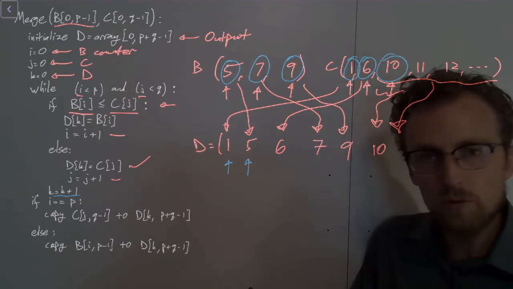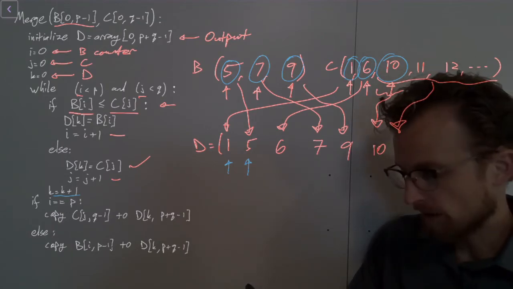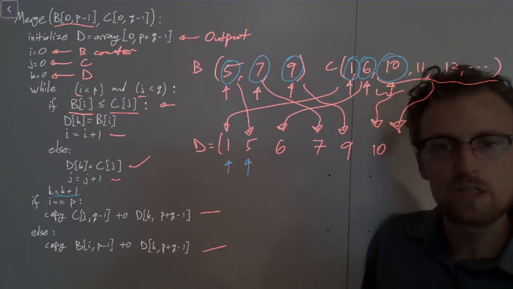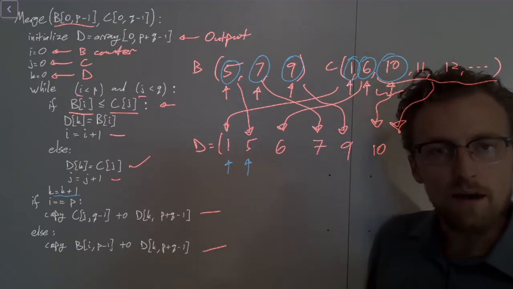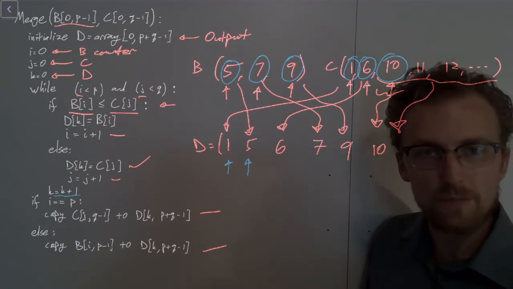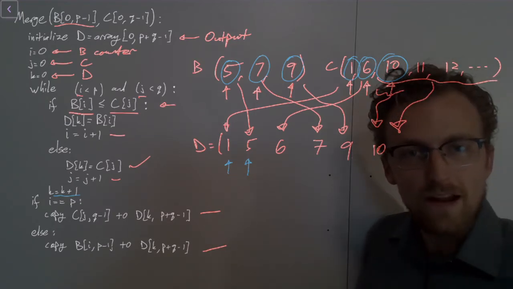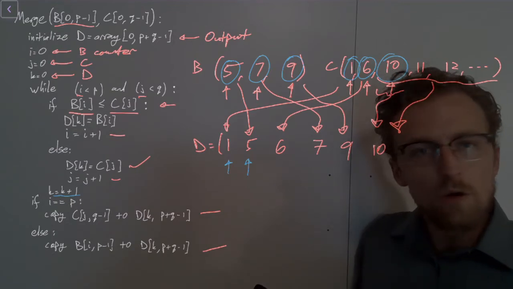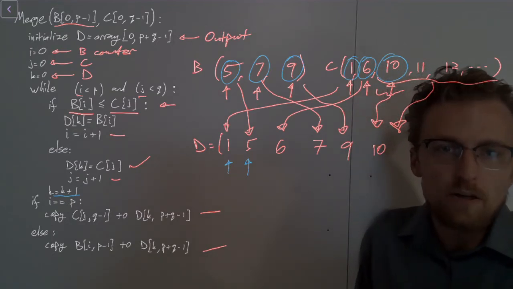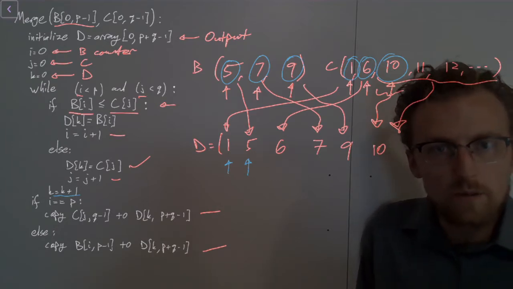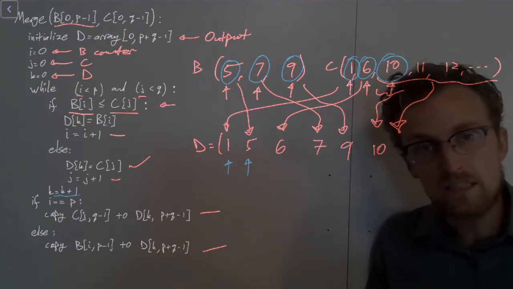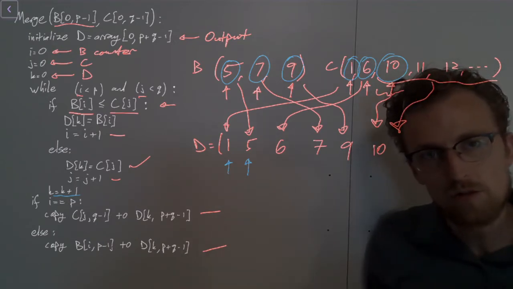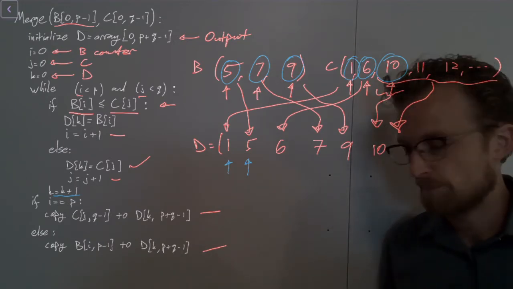Okay, and so that's what the last two lines in the pseudocode are doing. They're just saying, if there's anything left, well, there's guaranteed to be something left, find the array that has something left in it and copy whatever is left into D. We know that both B and C are sorted. This is a requirement for this algorithm to work, that B and C are both sorted. So we don't have to worry about checking to make sure they're sorted. We can just copy them directly in.